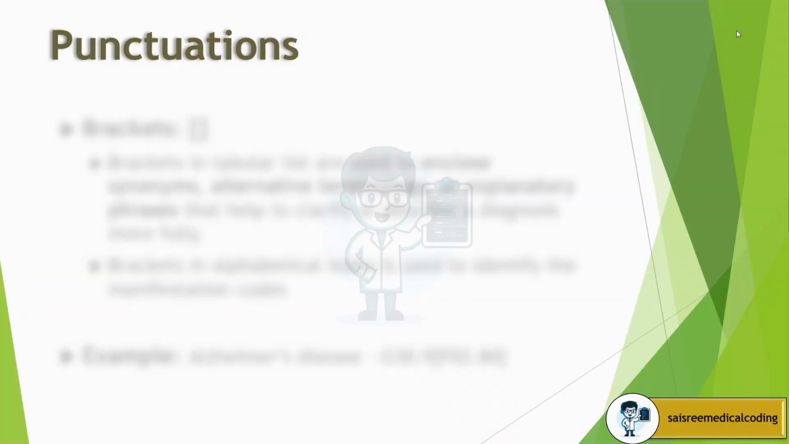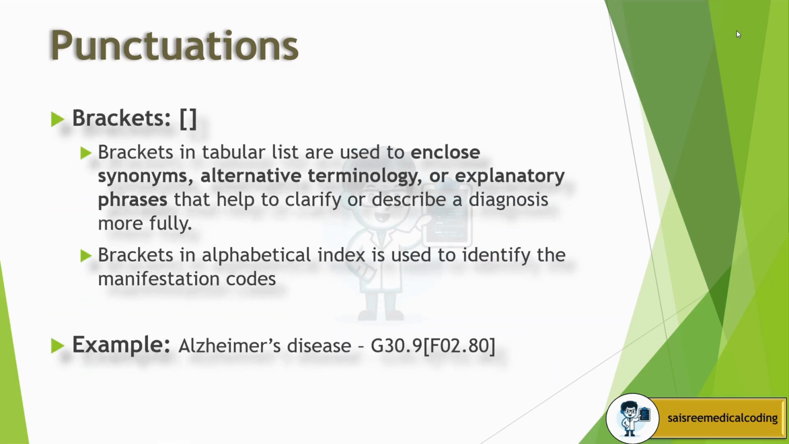Next, we'll see punctuation. In punctuation, we have different types of terms. We'll see them one by one. Brackets. You can see the symbol; we call it brackets. We have two types of lists, right? One is the alphabetical index and the other is the tabular list. If you find brackets in the tabular list, we call them synonyms. Synonyms are nothing but alternative terms for that particular condition.